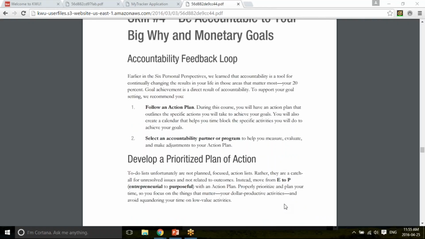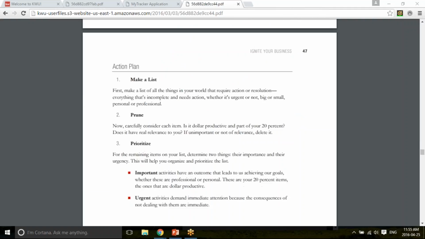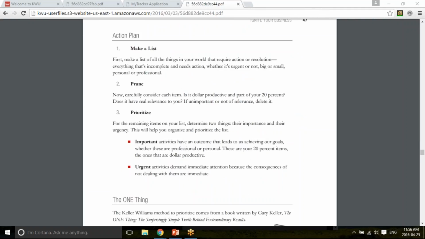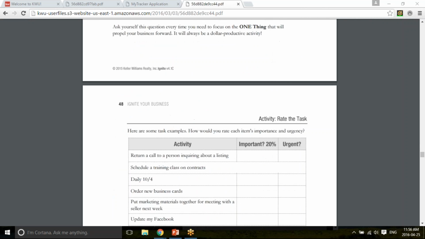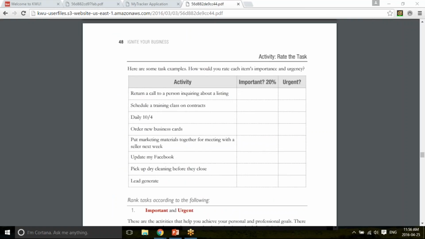So today, we're talking about a plan of action. It's talking about making a list, and then pruning it to get it down to your 20% activities. So let's just look quickly at page 48 and 49, and then we'll wrap up for the day. Anybody that hasn't yet read The One Thing, I strongly encourage you to do so. It is a light read, but it's extremely powerful and really tends to put things into focus.